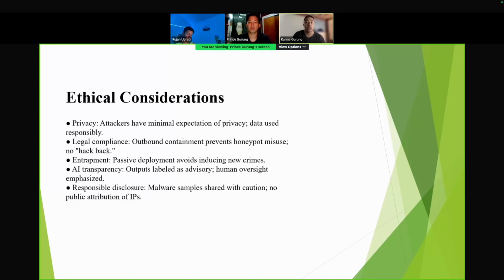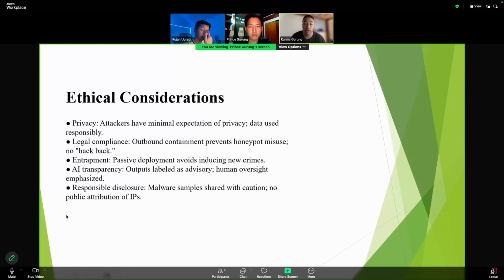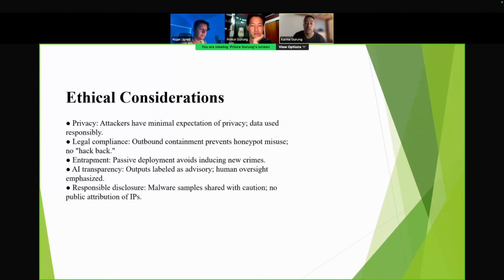We ensured legal compliance by keeping the system passive. There is no hacking back or outbound misuse. To avoid entrapment, we didn't lure attackers with fake promises, we just exposed vulnerable-looking services. AI outputs were labeled as advisory, with human oversight in place to avoid misjudgment. And finally, any malware samples that were captured were handled responsibly, shared only when necessary, and without revealing any identified IPs.